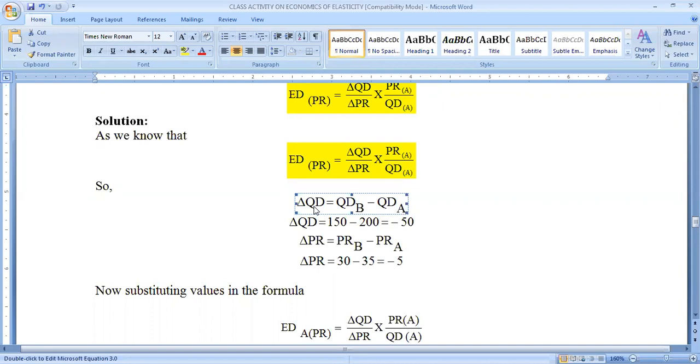150 minus 200 equals minus 50. This is similar to what we have found in the previous cases. Delta PR. PR is the price of related good, which is the price of mandolin. PR at point B minus PR at point A. Okay, 30 and 35. How do we know about it?